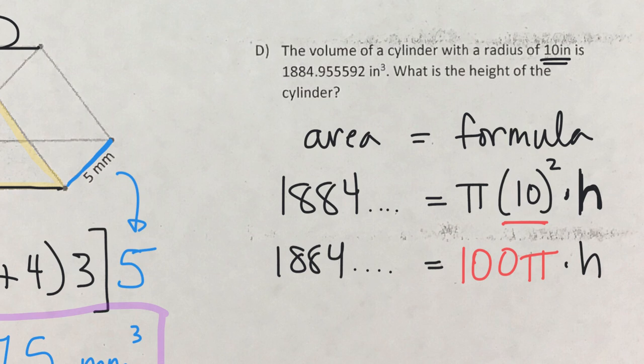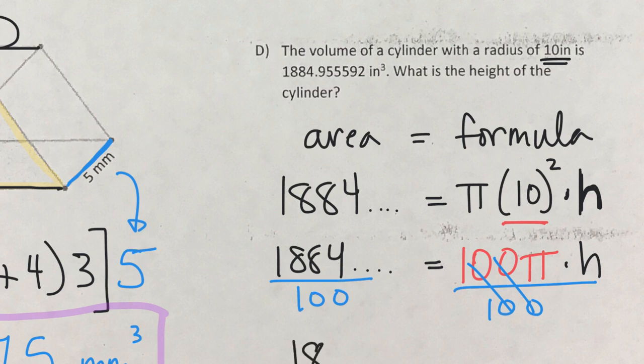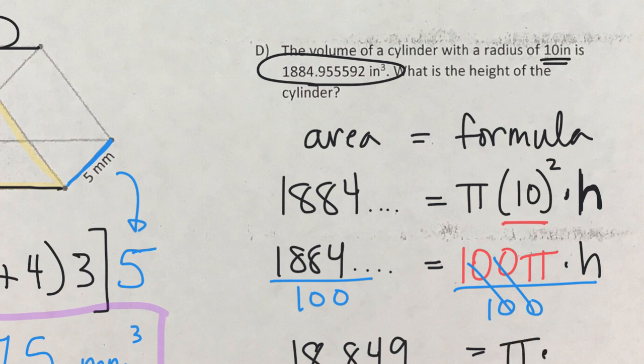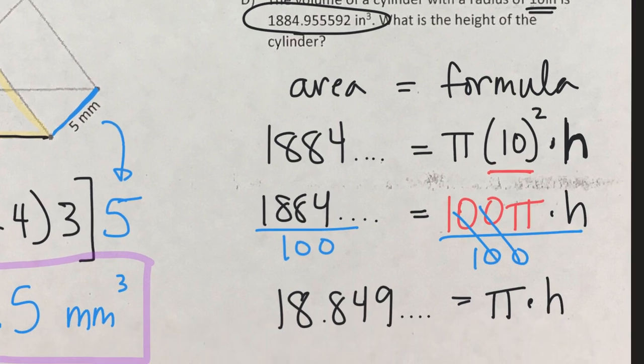So if you're not confident in putting this into your calculator, then let's do it as a double division. So we're first going to divide by 100. Okay, let's divide by 100. And that gives us 18.849 blah, blah, blah, right? All the decimals from up here. I'm just not writing them on my piece of paper, but I do have them in my calculator because that's where it really matters. Equals pi times h.